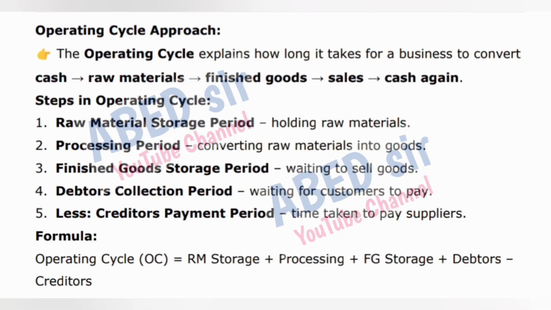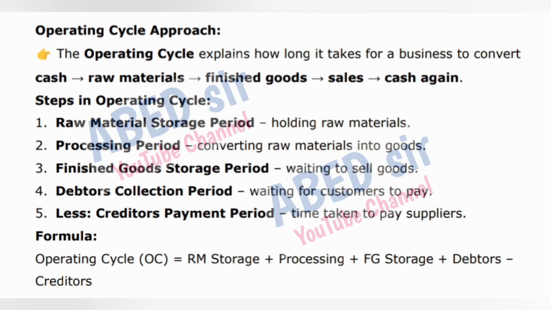Operating cycle approach. The operating cycle explains how long it takes for a business to convert cash into raw materials, finished goods, sales, and cash again. Steps in the operating cycle. 1. Raw material storage period, holding raw materials. 2. Processing period, converting raw materials into goods. 3. Finished goods storage period, waiting to sell goods. 4. Debtors collection period, waiting for customers to pay. 5. Less creditors payment period, time taken to pay suppliers.